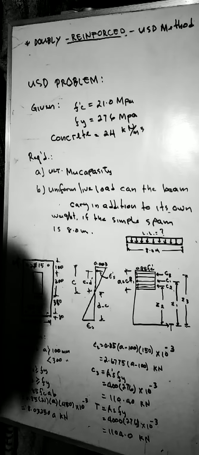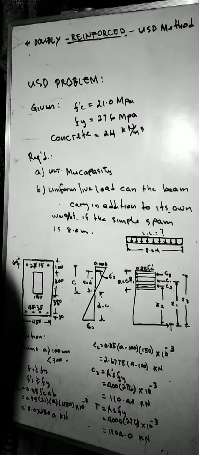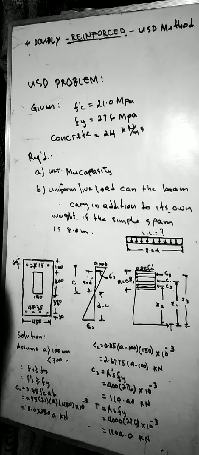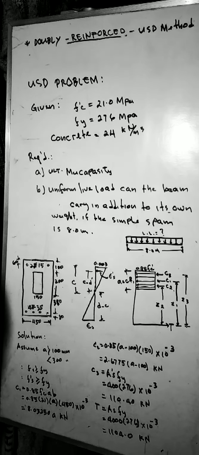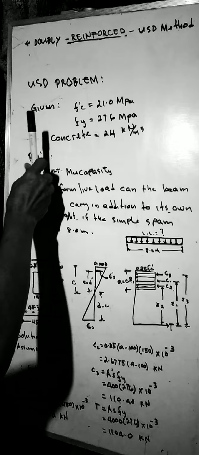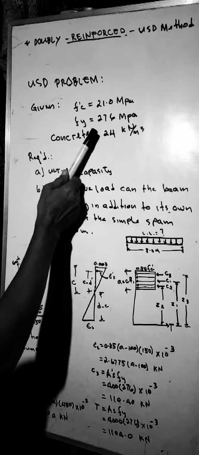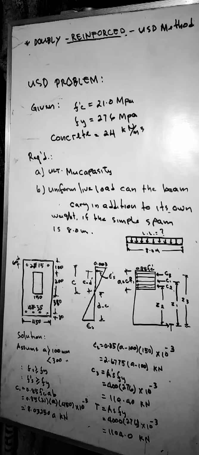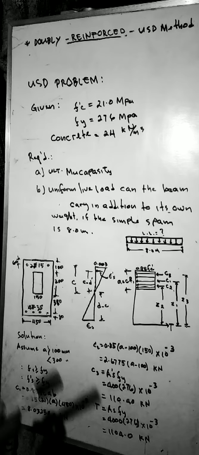Last video, we solved problem number 1 of the doubly reinforced USD method. And tonight, we will solve another problem. Maybe this is the last one. USD problem. We are given f'c, fy, and the weight of the concrete is 24 kilonewton per cubic meter.